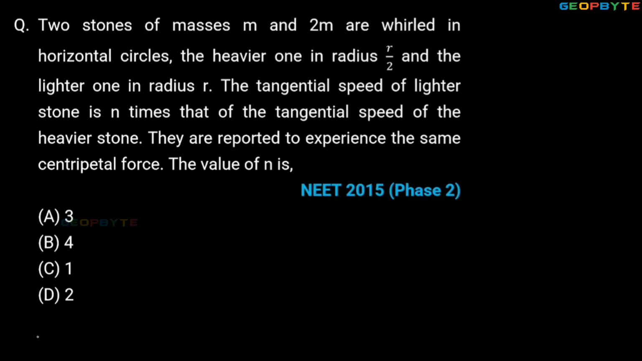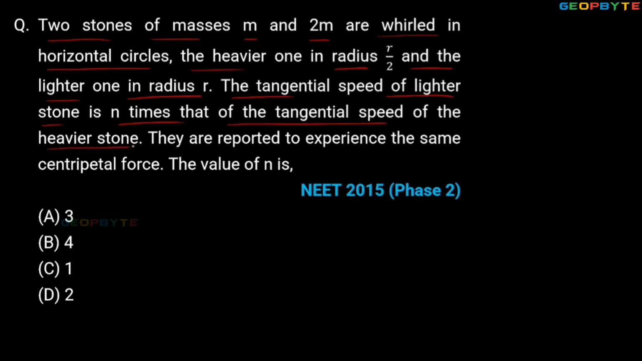Yes. Similarly, let us take another important problem. Look at the screen. It is asking like this. Two stones of masses m and 2m are whirled in horizontal circles, the heavier one in radius of r by 2 and the lighter one in radius r. The tangential speed of the lighter stone is n times that of the tangential speed of the heavier stone. They are reported to experience the same centripetal force, then the value of n is.